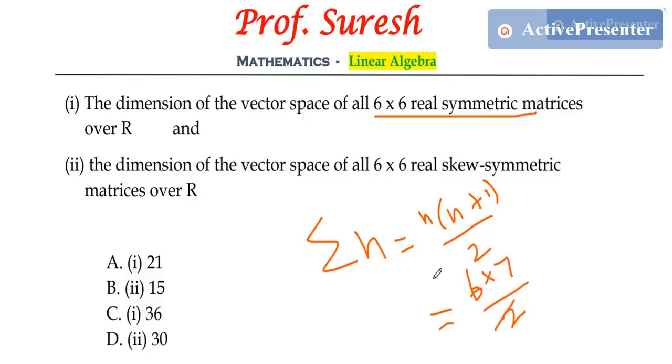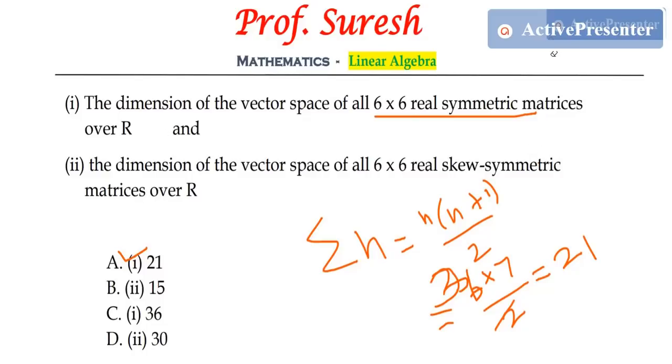To simplify this, 3 twos are 6. So 3 into 7, 21. For the first one, 21 is the answer. And then the second one, skew symmetric. So skew symmetric means summation n minus 1. So keep it in mind.